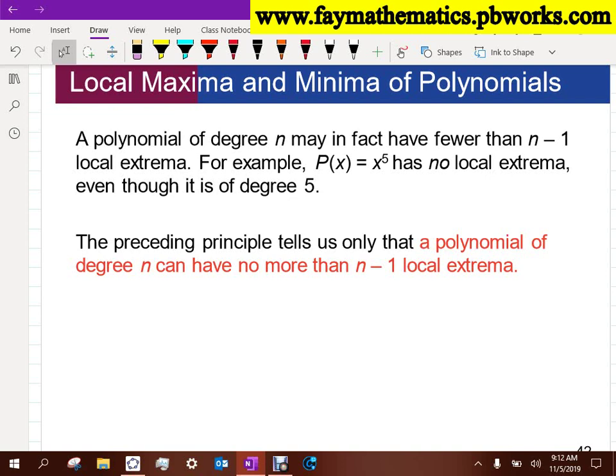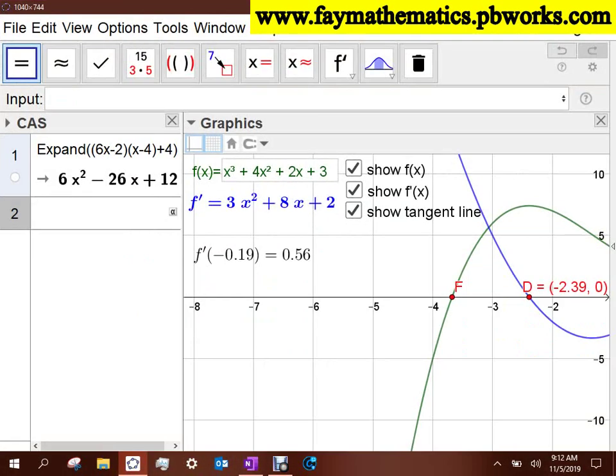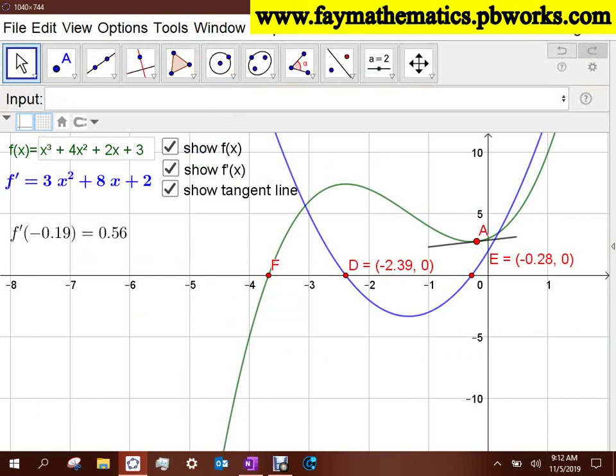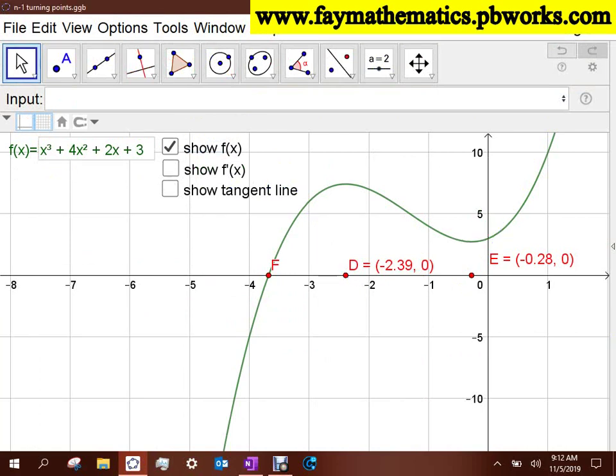Now that's setting the ceiling, that's setting the height, okay? You can have less than that, and we'll talk about maybe some options of the less than that, because if I have a fifth degree, and I can only have 4 turning points, then having 3 might throw a wrench into things, might impact things negatively, okay? But I want to talk about why we only get n minus 1, okay?